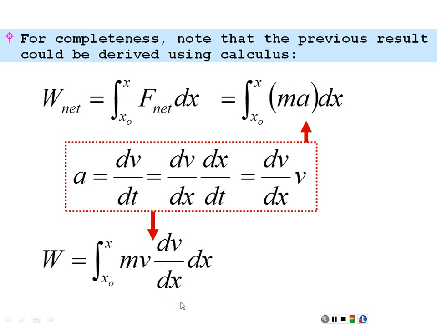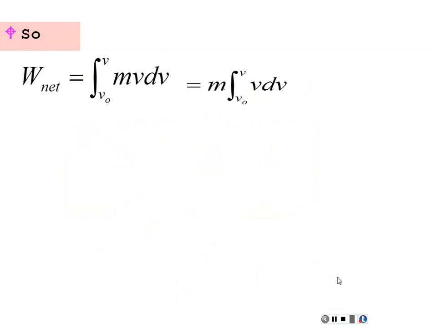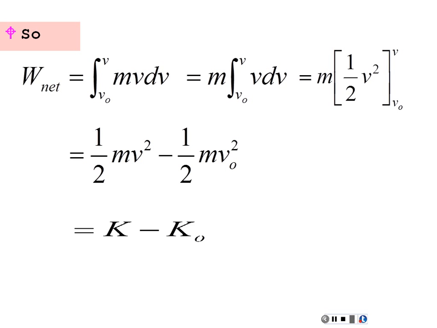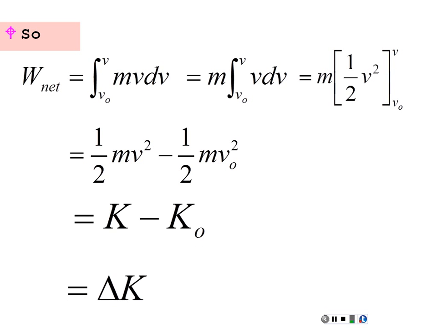I'm going to substitute that in for acceleration. The dx's cancel out, and I'm going to have integration of mass, velocity dv. Mass is a constant. I can take that out of the integral. And then I can integrate v dv, which is a simple integral. It's just 1/2 v squared. Evaluate it from initial to final velocity. So this is 1/2 mass final velocity squared minus 1/2 mass initial velocity squared. My final kinetic energy minus my initial kinetic energy, my change in kinetic energy. So that's a different way of coming up with the same result using calculus.